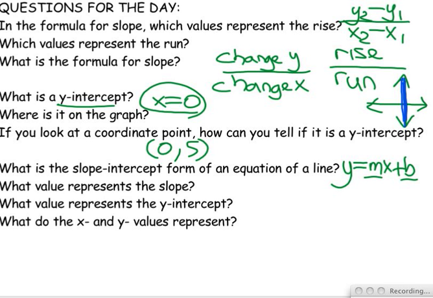So, moving on here, what value represents the slope? That's going to be m. What value represents the y-intercept? That's going to be b.